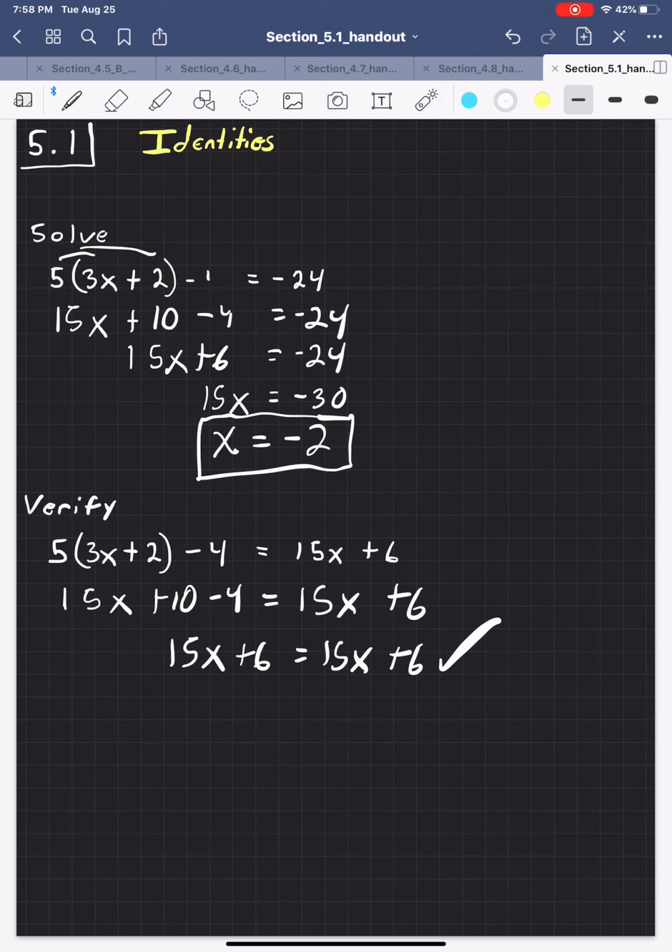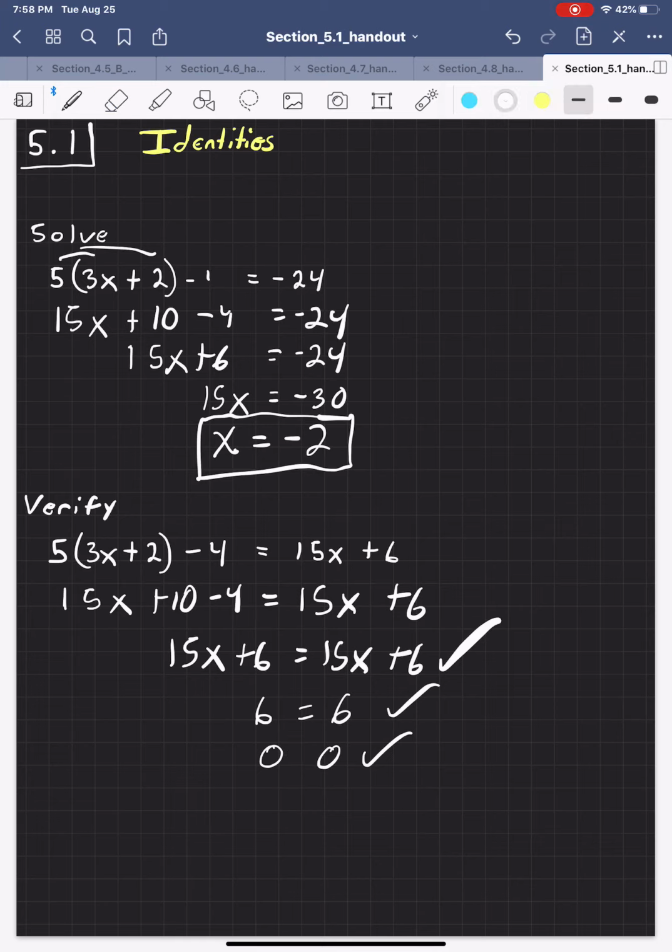Now, some students still might not notice, so they might continue trying to solve for x. If you were to subtract 15x from both sides, you would end up with 6 is equal to 6, a true statement. If you were to subtract 6 from both sides, you would end up with 0 is equal to 0, a true statement. Now, typically, I'm going to erase this little part here.